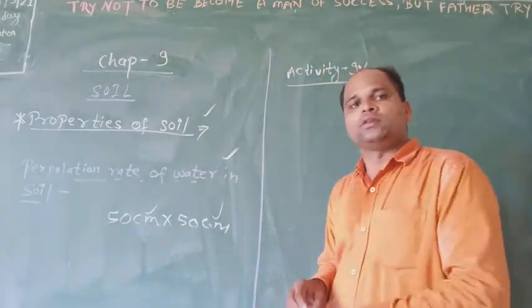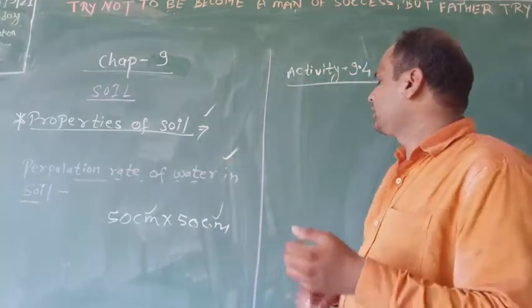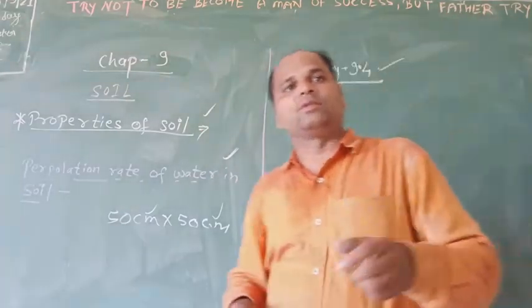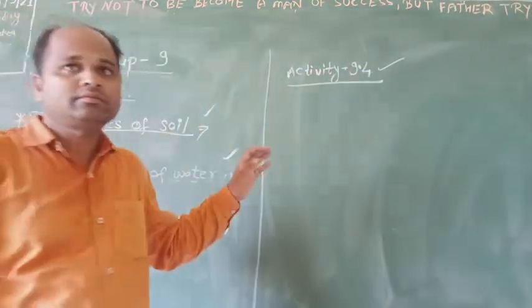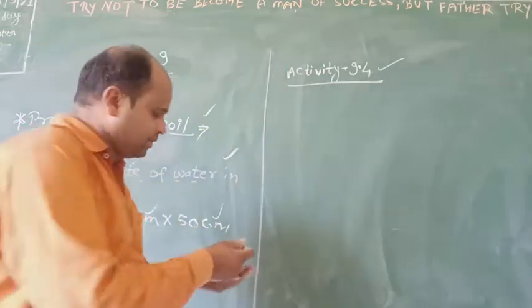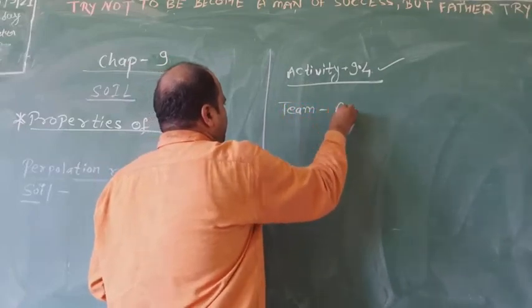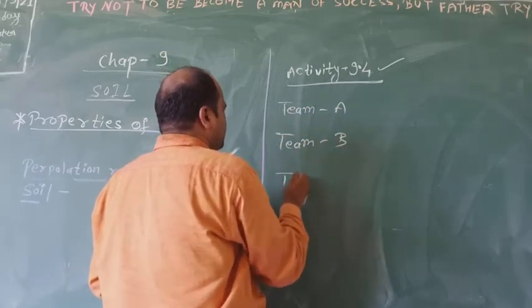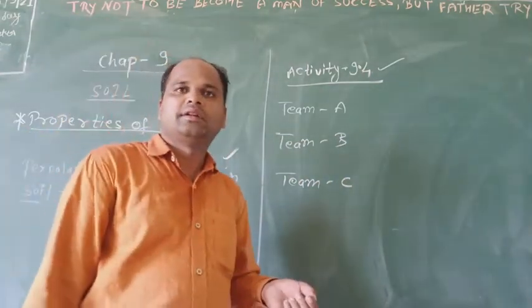Understand this percolation rate of water in soil. There is an activity 9.4 in your NCERT textbook, page number 100. For this activity, divide yourselves into 3 teams: team A, team B, then team C.